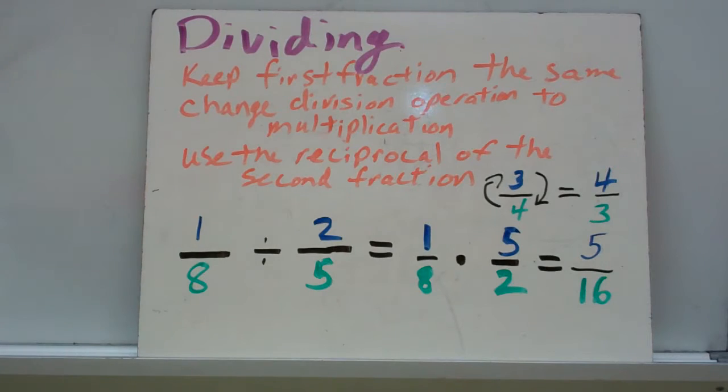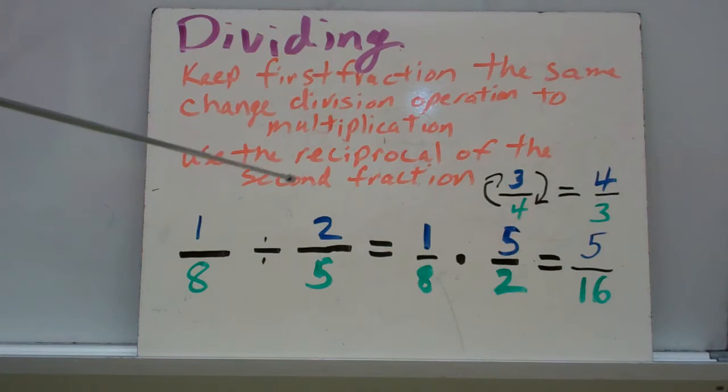When we talk about dividing fractions, things get a little trickier, but not too much. With dividing fractions, what we have to do is keep the first fraction the same. Then we're going to change the division operation to multiplication. So we're going to take this and change it to multiplication. And then we're going to use the reciprocal of the second fraction.